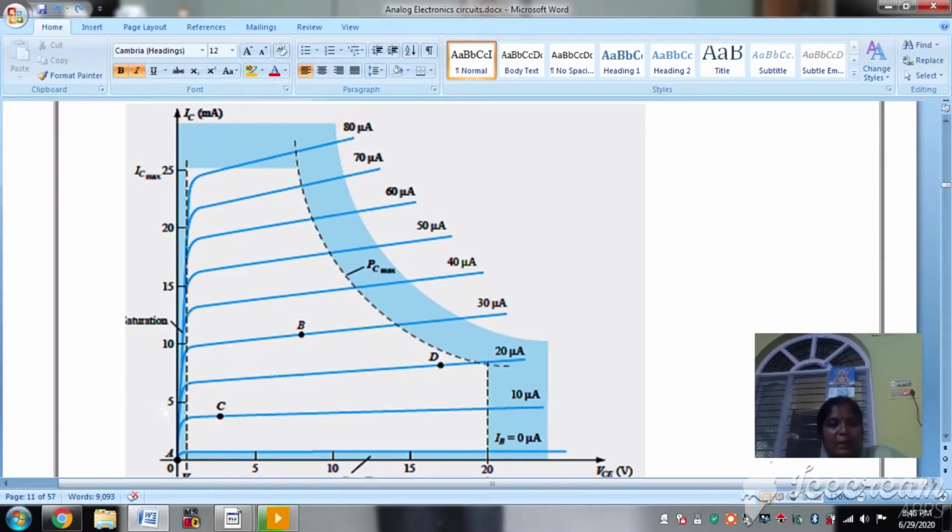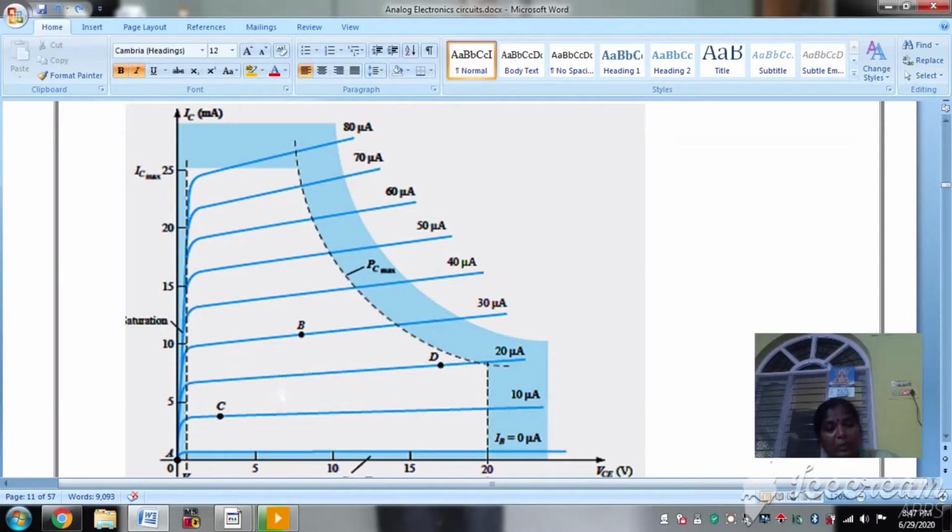This portion is nothing but your saturation point, and this portion is nothing but your cutoff point. The remaining part is nothing but your active part, that is where it is perfectly amplified. Here you see one more operating point. So A, B, C, D are all different operating points on the output characteristics of the transistor.